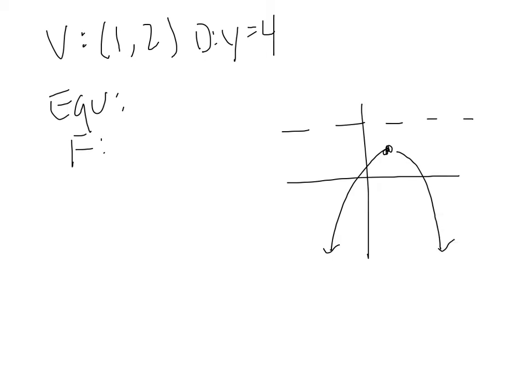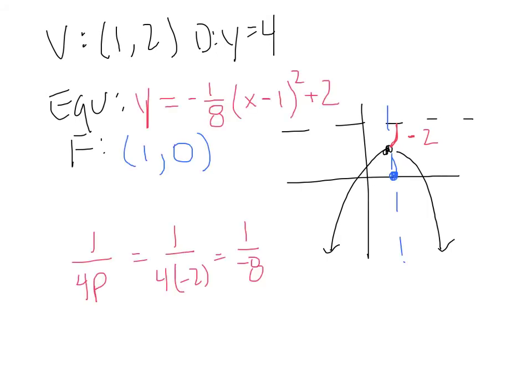Now, we can actually figure out p from this information. We know that p is the distance from the directrix to the vertex. To get from the directrix to the vertex, I have to go down 2. So let's think about our equation. It's vertical, so we're going to have y.